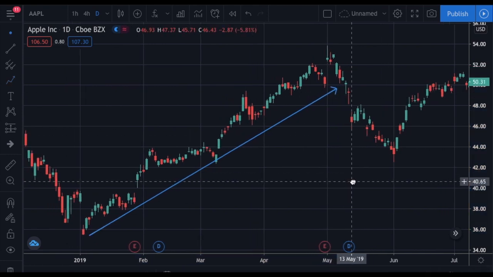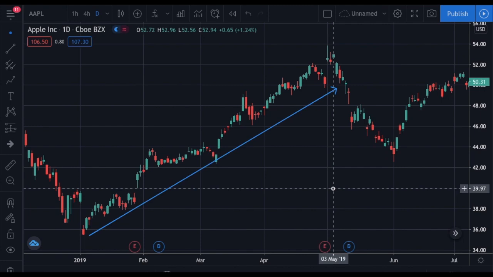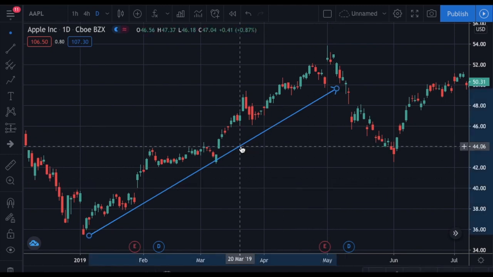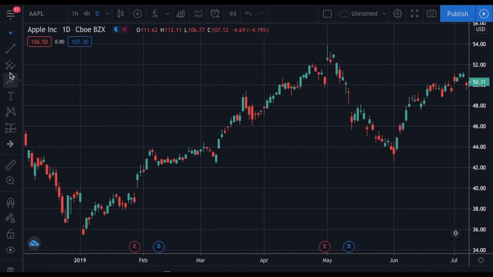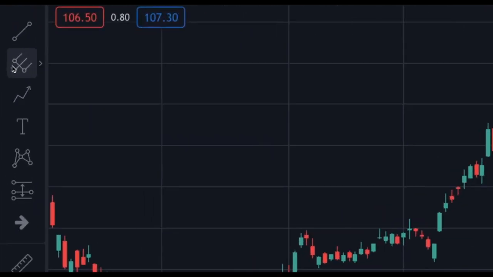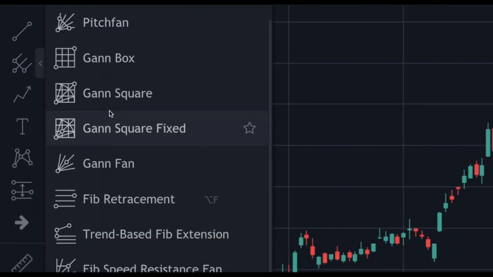Now, let's look at a trend to see these retracements. Hopefully you can identify this trend by yourself. It is making higher highs and higher lows, so it's an upward trend. To use our Fibonacci tool, go to the menu on the left and click here. And on the menu, we will select Fibonacci retracements.